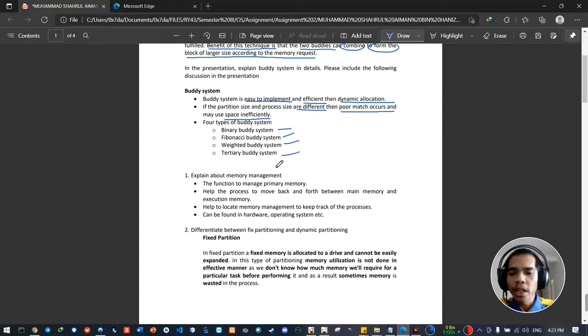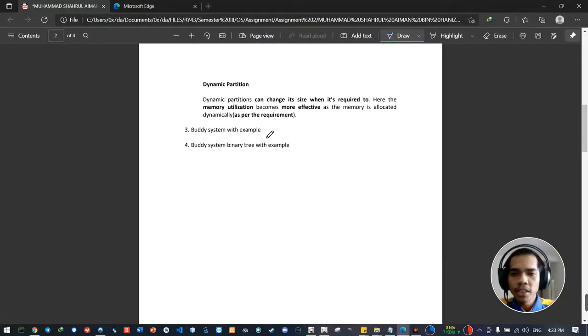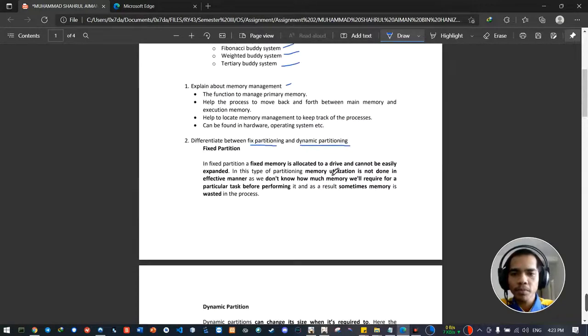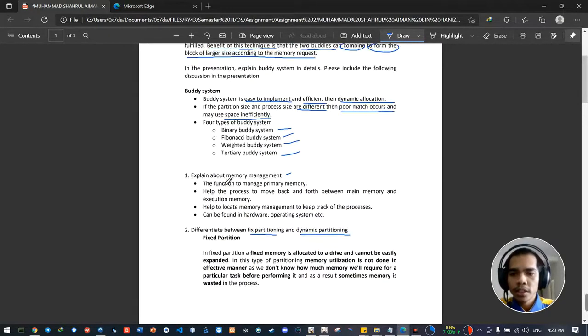For assignment 2, there are 4 questions. Explain about memory management, differentiate between fixed partitioning and dynamic partitioning, buddy system with example, and buddy system binary tree with example. First, explain about memory management.